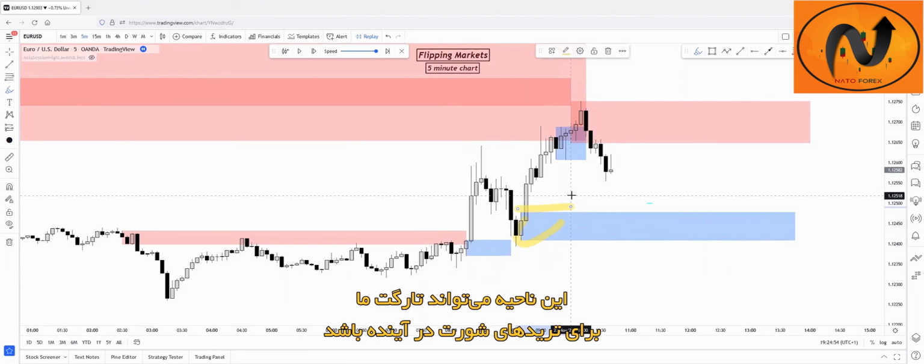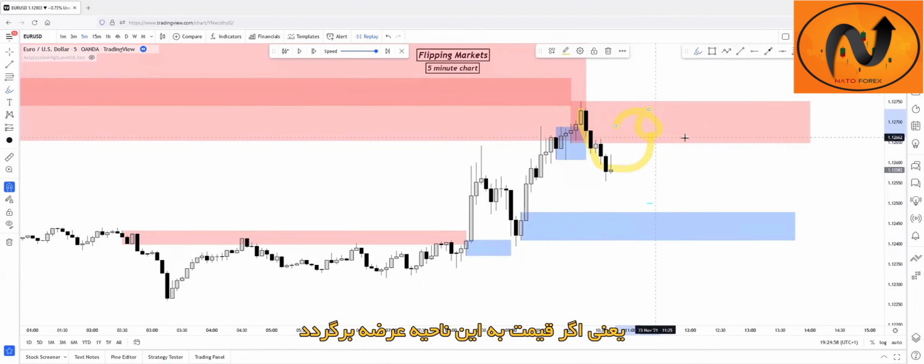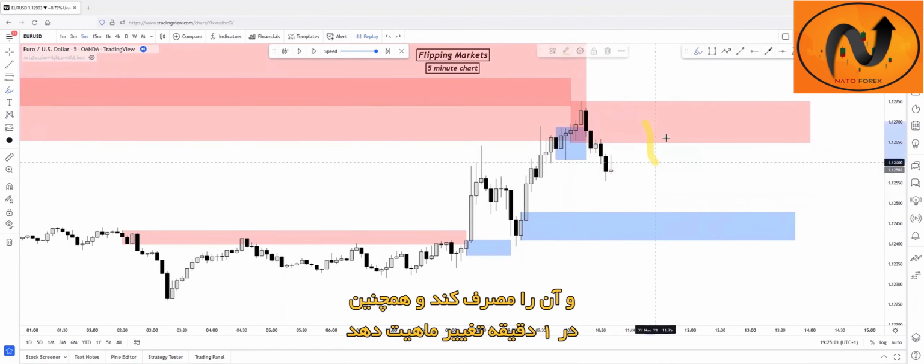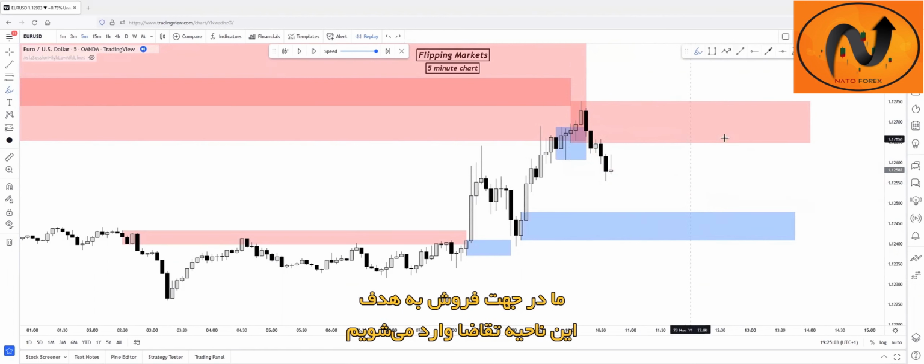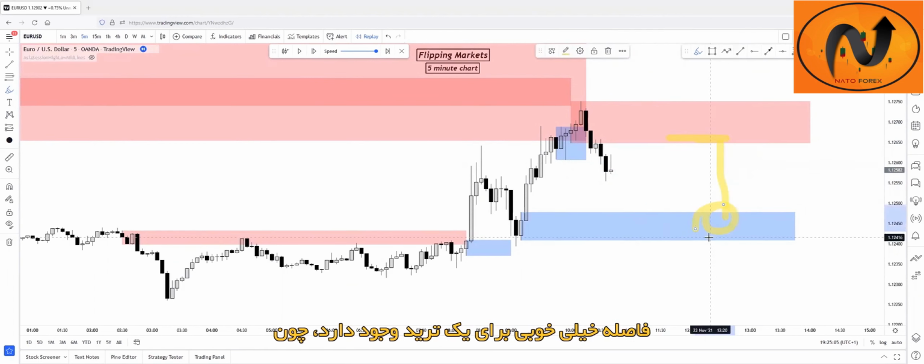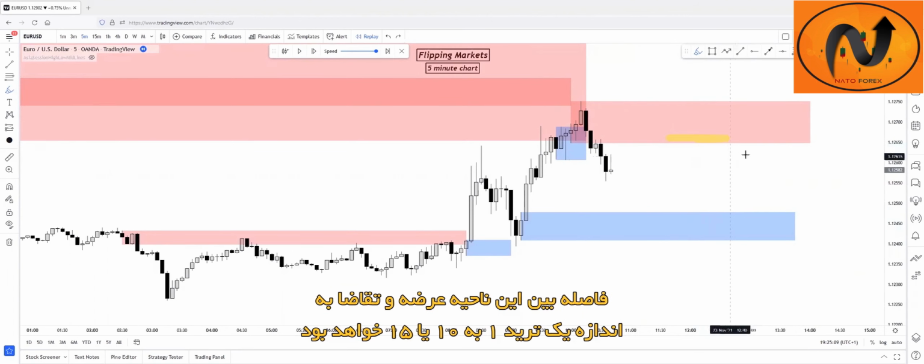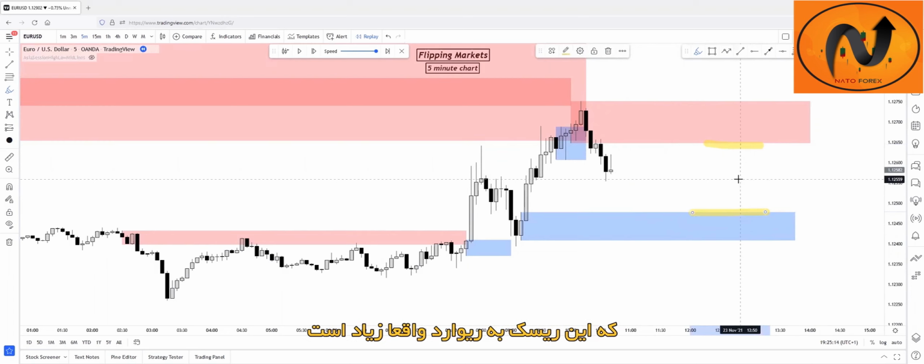This could be our later target point for the shorts. So if price comes back up to the supply zone, mitigates the supply zone, and creates a 1-minute change of character also, we will hop in a short trade and we will target this demand zone. There will be a huge room to enter the trade, because the movement between this supply zone and this demand zone will be around 10 to 15 risk-reward ratio, which is huge, which is really, really great.